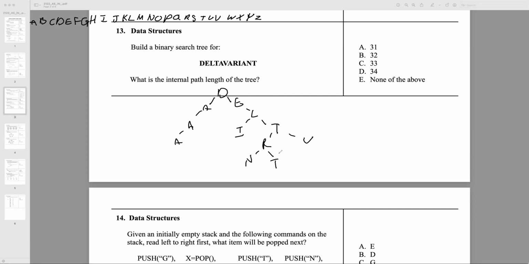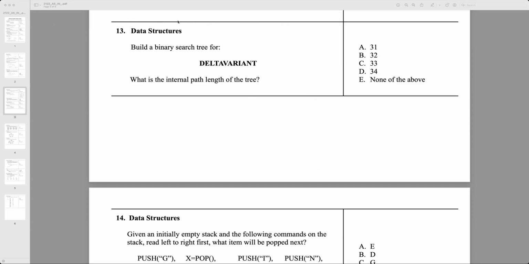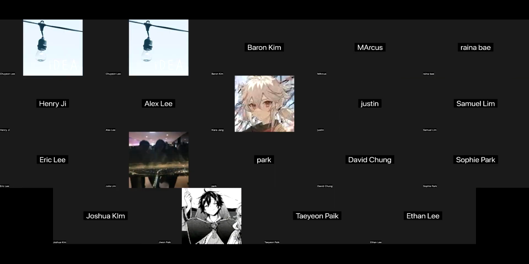Knowing this, we have to find the internal pathway. So you might be asking, how do I find the internal pathway? It's quite simple. We're going to multiply the number of nodes, the nodes being the letters, by which level they're on. This is level 1, 2, 3, 1, 2, 3, 4, 5. So it's 1 times 2 is 2, 2 times 2 is 4, 3 times 3 is 9, 4 times 2 is 8, and 2 times 5 is 10. You add that all up and you should get 33, which was C. So that's going to be it for the theory section today.